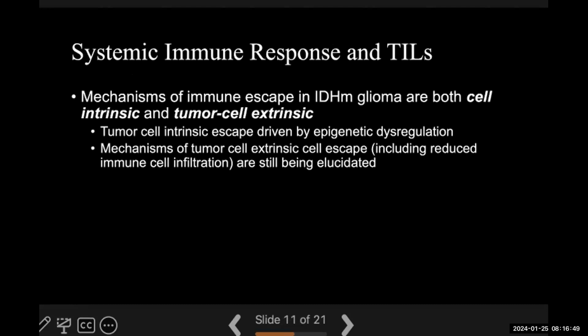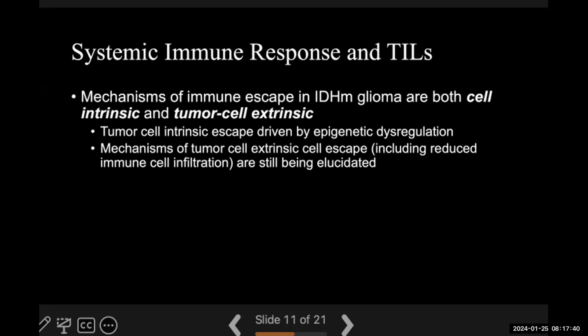So the mechanisms of immune escape in IDH glioma, we start to stratify them into two different pathways: tumor cell intrinsic and tumor cell extrinsic. The tumor cell intrinsic escape is what we look at when we see the epigenetic changes that lead to downregulation of some of these ligands and factors like these NKG2D ligands that decrease the amount of natural killer cell activity that you get in anti-tumor response. But there's also this question about what is the mechanism of tumor cell escape that you see on a systemic level when you have more immunosuppressive leukocytes infiltrating the tumor microenvironment of glioma.